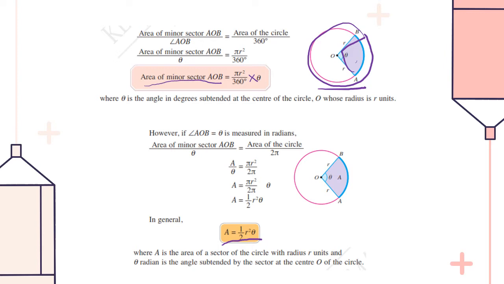However, if the angle is measured in radians, we can replace the value of 360 degrees with 2 pi. And then we will get the equation A divided by theta equals pi r squared divided by 2 pi. You need to simplify the equation and you will get 1 over 2 r squared theta.